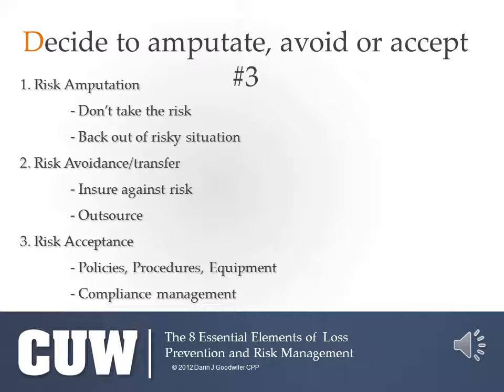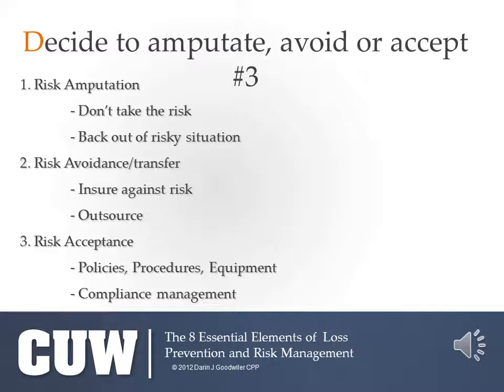So once you've scored your risk and you've developed that threats times vulnerabilities times impact of loss, and you come up with a 64, or whatever the number is, anything from a 1 to a 64, you have to decide what you're going to do with that particular situation, or what your risk treatment is going to be. So there are 3 potential things you can do with it. You can amputate it, you can avoid it, or you can accept it. Risk amputation is that you're not going to take that risk. You're going to back out of a risky situation.